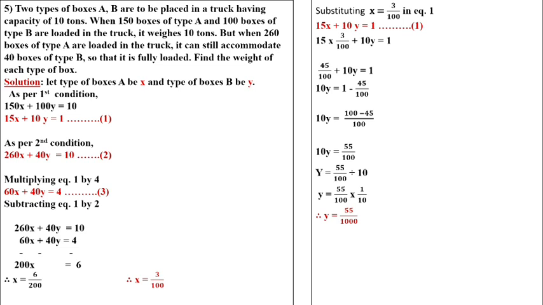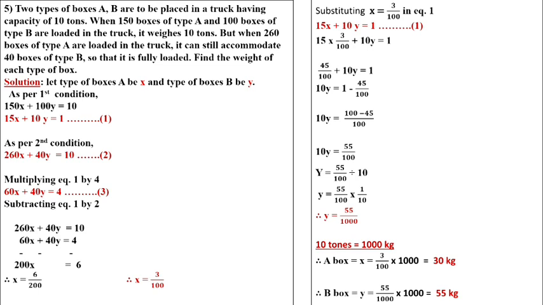But student, we have to find the weight of each type of box. It is given 1 ton equal to 1000 kg. So x value is what? 3 upon 100 into 1000. So 100 will cut, 3 times 10 is 30 kg. So weight of the A box is 30 kg. And for the B type of box it is 55 upon 1000 into 1000. 1000 will cut. So B type of box weight is 55 kg.